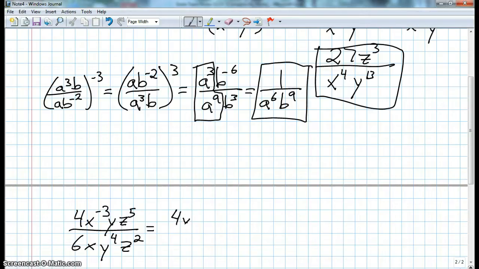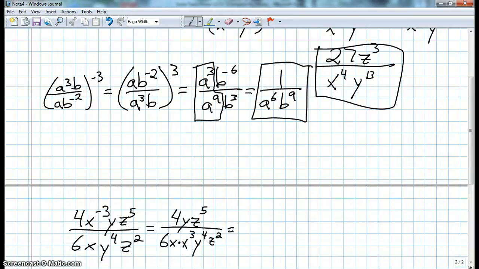We still have a 4, a y, and a z to the 5th in my numerator. Down in the denominator now we have a 6. We have the original x that was here. I'll go ahead and place this x to the -3rd down, and it becomes x to the 3rd in my denominator. We have y to the 4th and z squared.